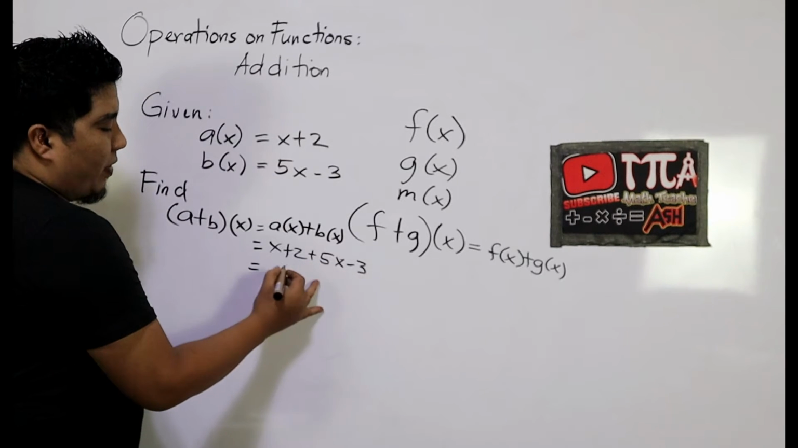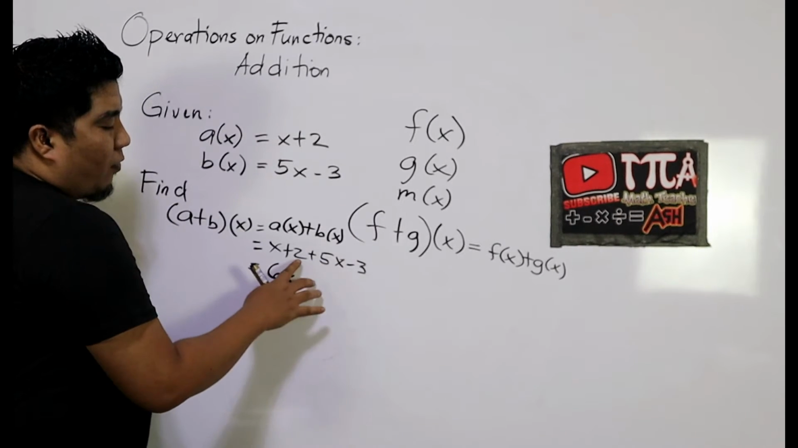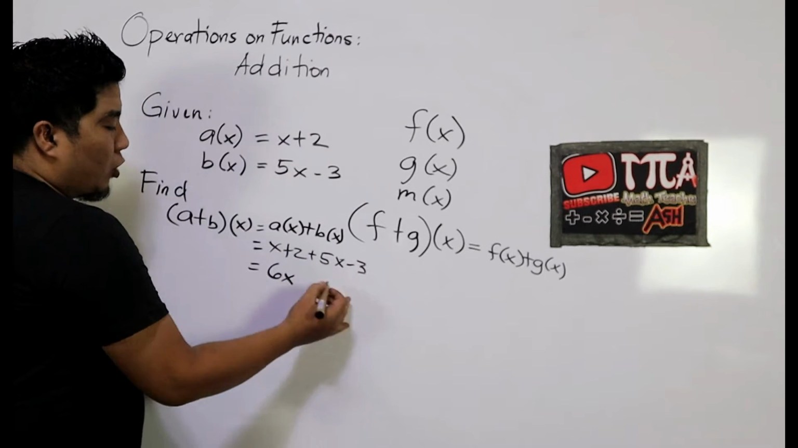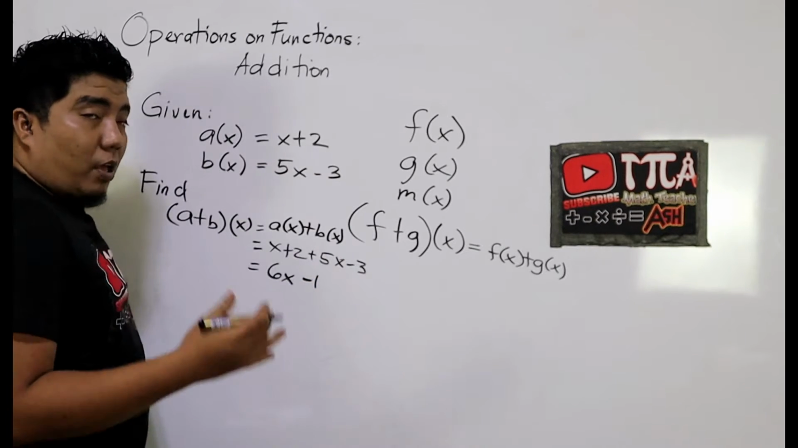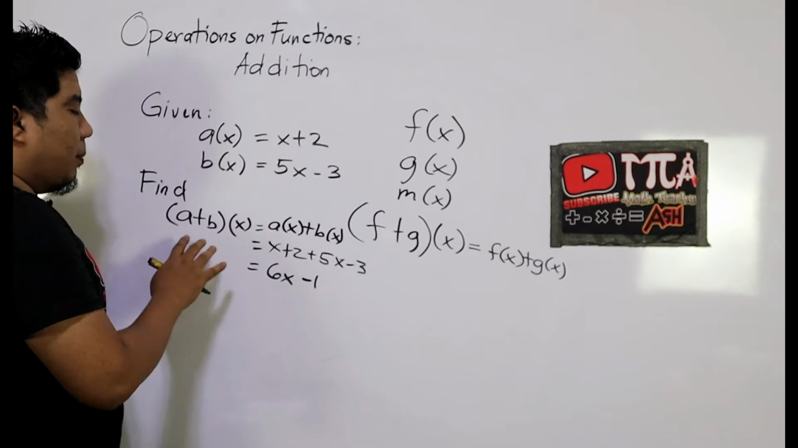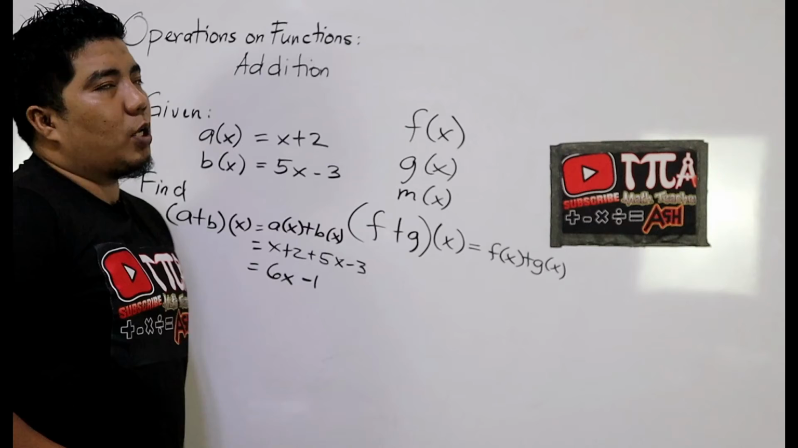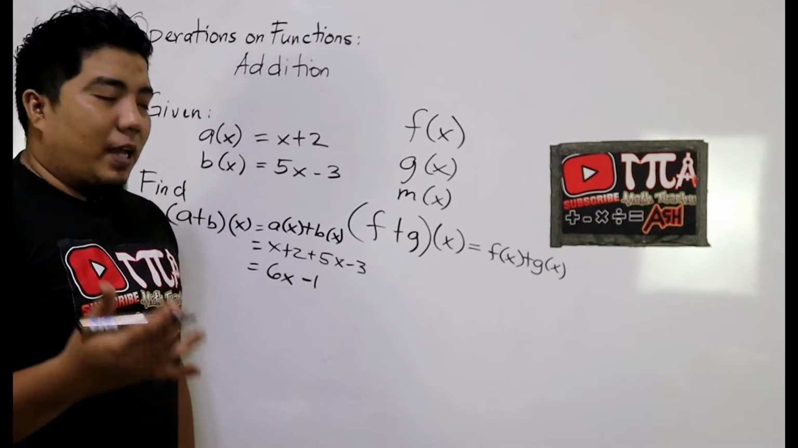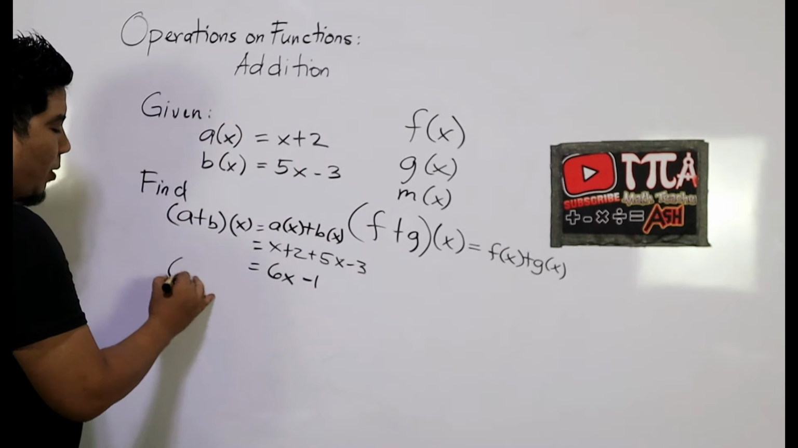So x plus 5x, that is 6x. Of course, we have here the constant term, 2 minus 3. So 2 minus 3 is negative 1. Thus, we can say that a plus b of x is just equal to 6x minus 1. Easy, right? Now, how about if we have a problem like this?